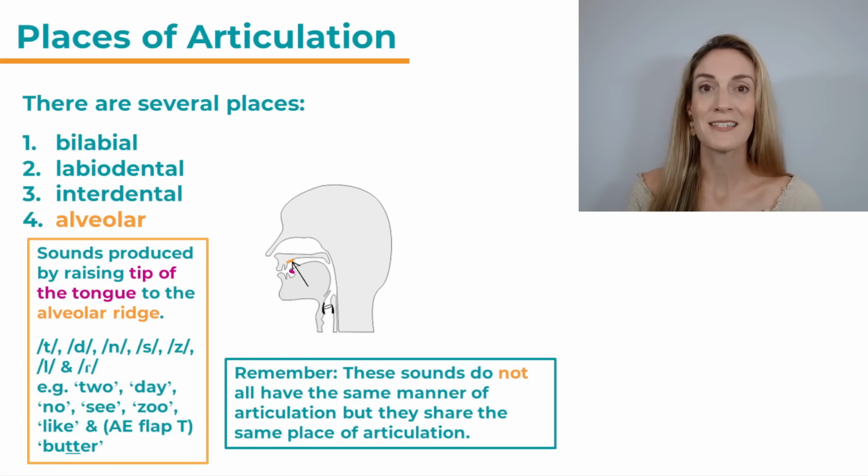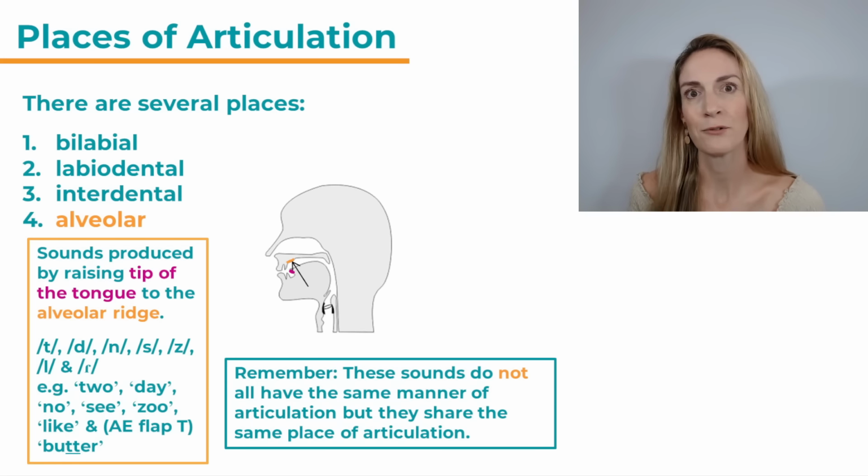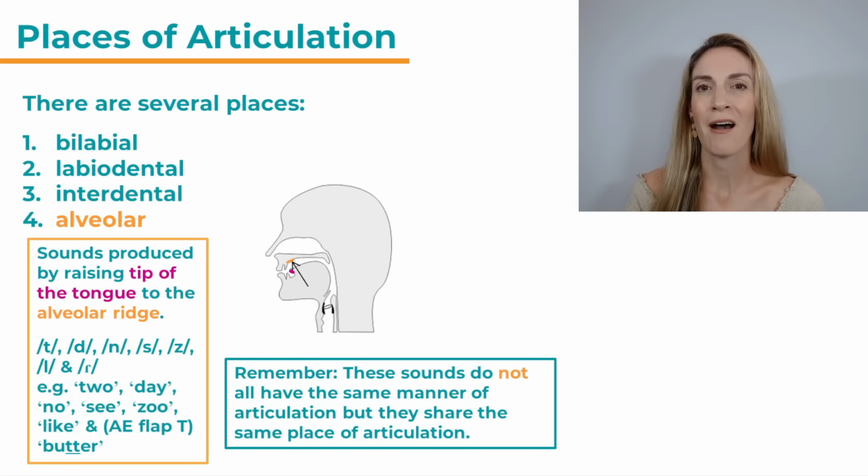So they share the same place, but most of them have a different manner of articulation. And even if they have the same manner of articulation, like t and d, both plosives, they might differ in phonation. So yes, t unvoiced, d voiced. So there are other parameters that you have to remember. It's not just the place. And that is true not just for those alveolar sounds, but for all of the sounds.